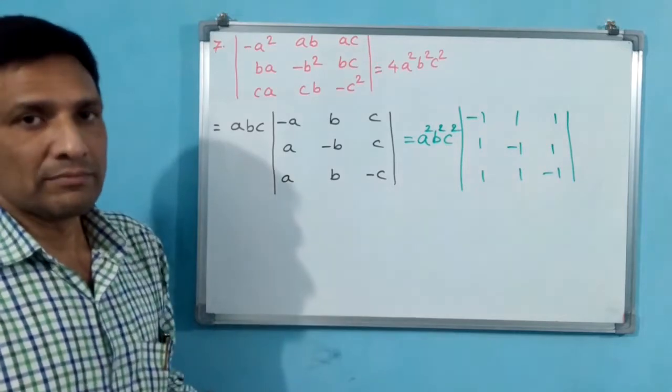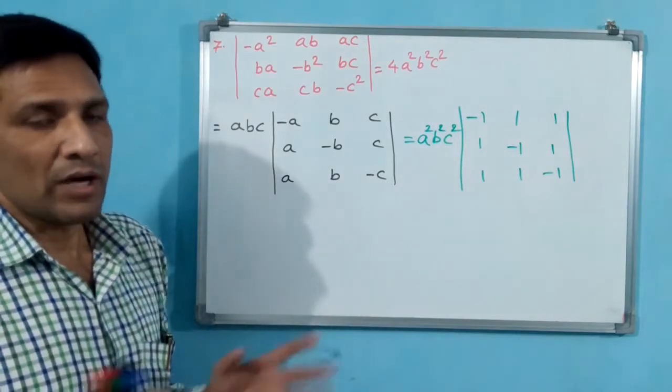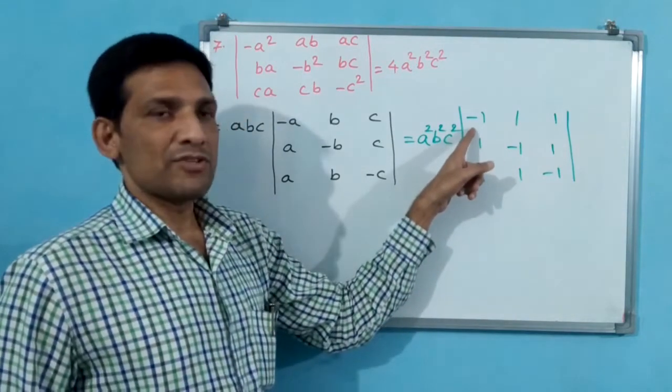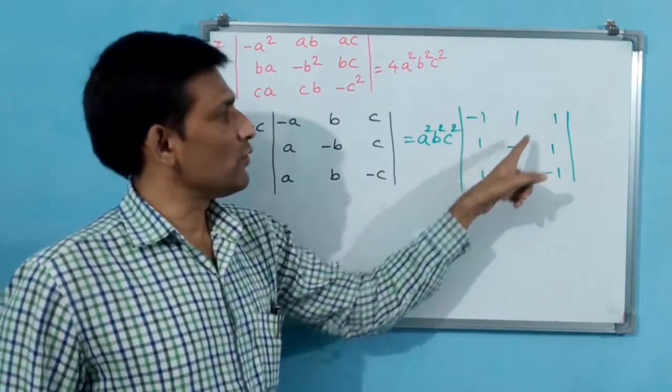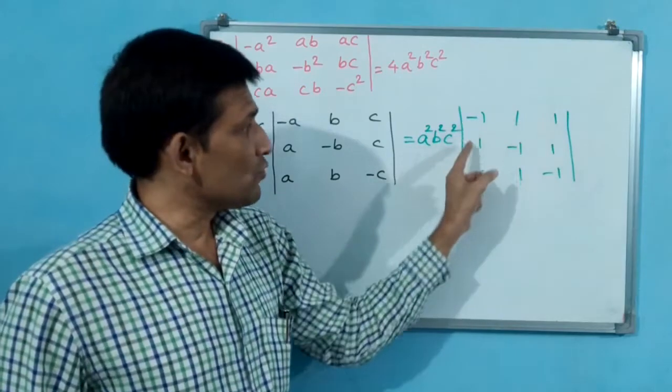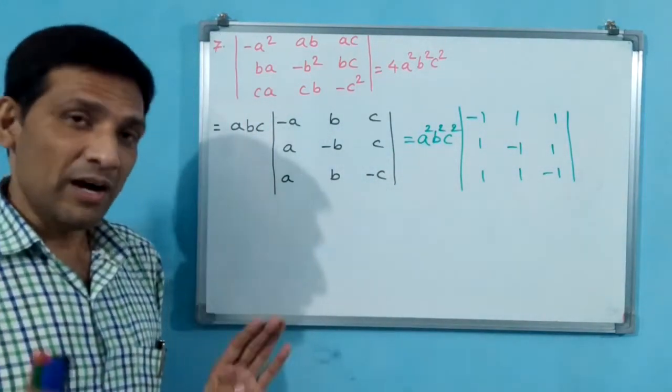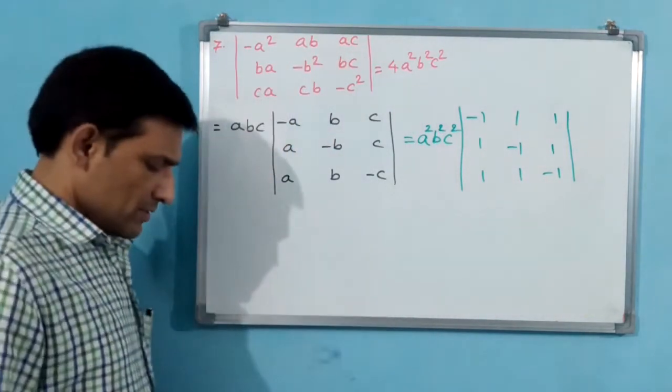Any idea, who got it? Have you got any idea? You see, R1 plus R2: minus 1 plus 1, 0; 1 plus minus 1, 0; 1 plus 1, 2. These two are going to become zeros. Write in R1. You understand now? 2 zeros you get. Write down.